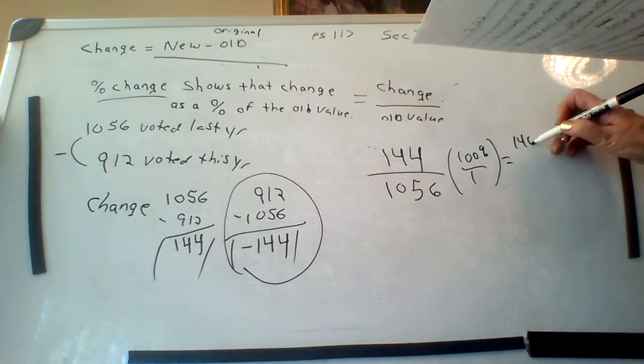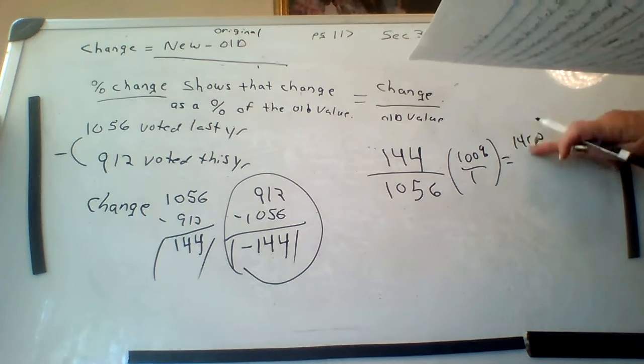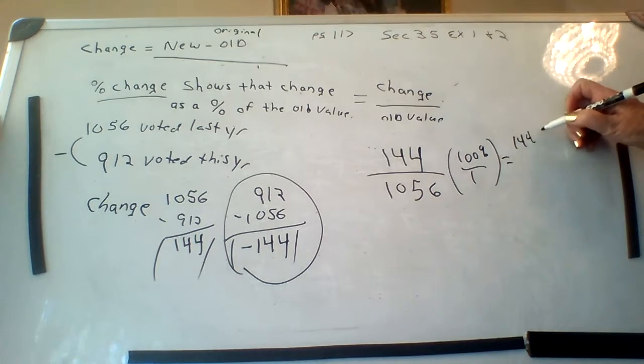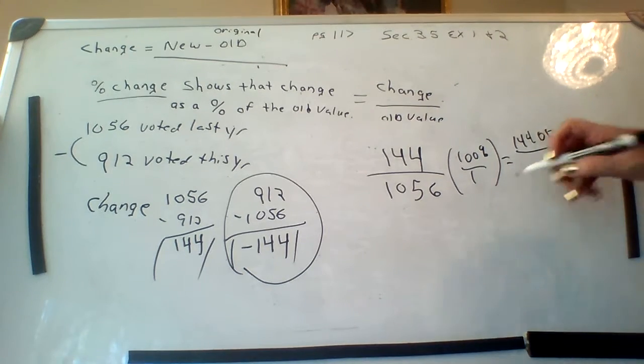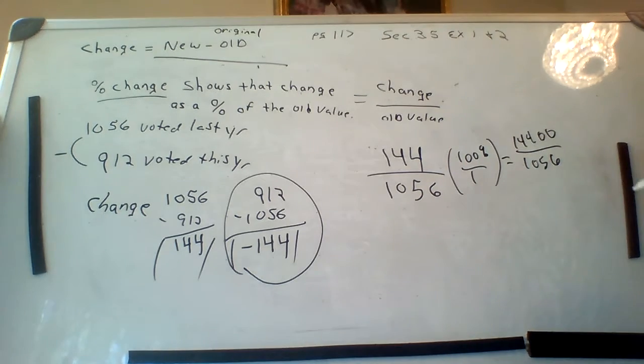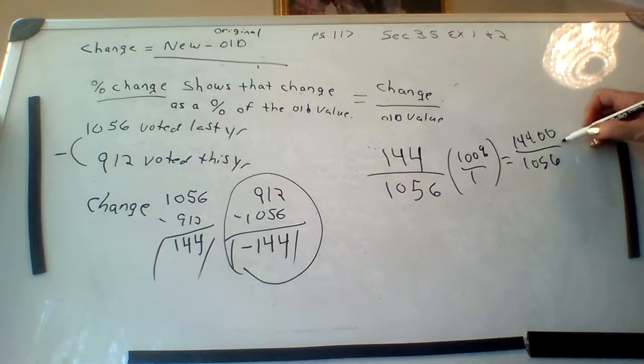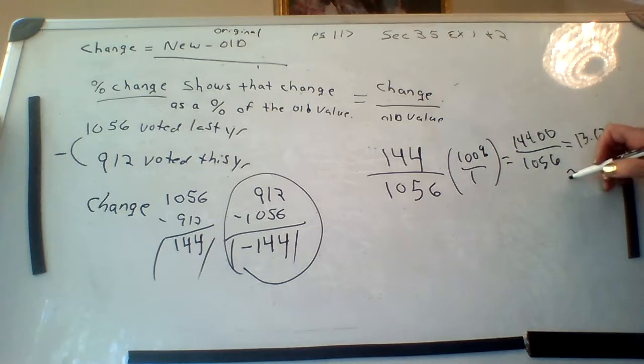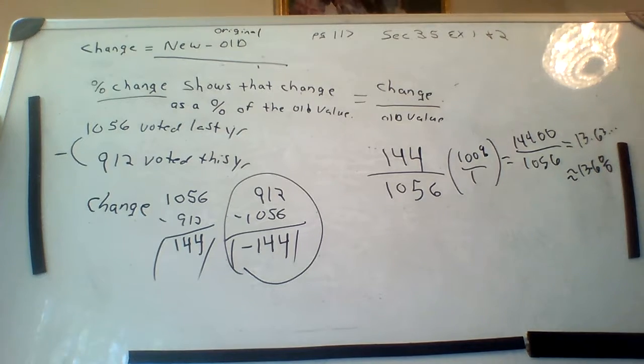Gives me 1400. Whoops, missing a 4. Thought you were going to earn a ticket on that one, didn't you? Okay. All right, divide that out, and you get 13.63, and it goes on. And they said go ahead and approximate. It says to the nearest tenth. So you're just going to go one decimal place out. So that's 13.6. So it decreased by 13.6%.